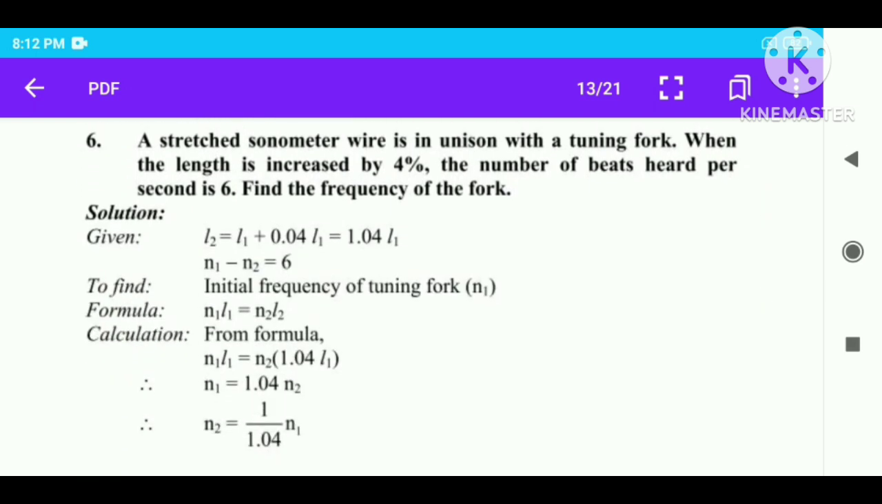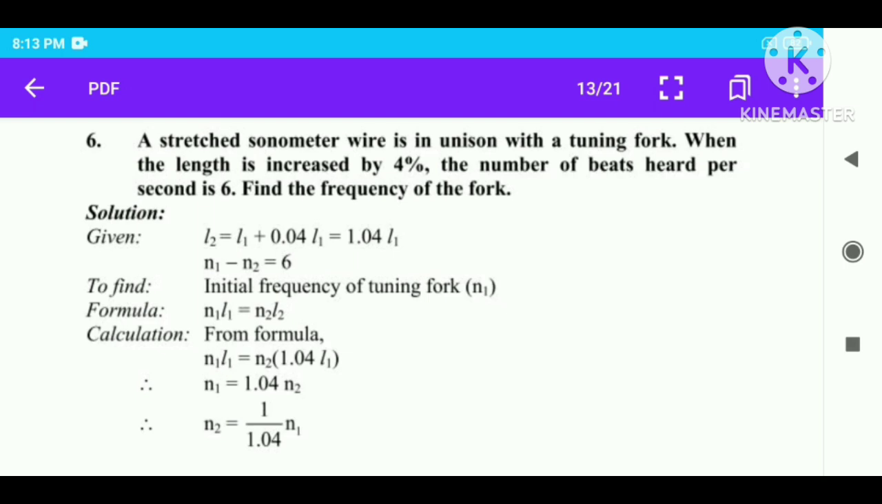Question number 6. A stretched sonometer wire is in unison with a tuning fork. When the length is increased by 4%, the number of beats per second is 6. Find the frequency of the fork. Solution. Given L2 is equal to L1 plus 0.04 L1, which is 1.04 L1, N1 minus N2 is equal to 6. To find the initial frequency of the tuning fork, N1.